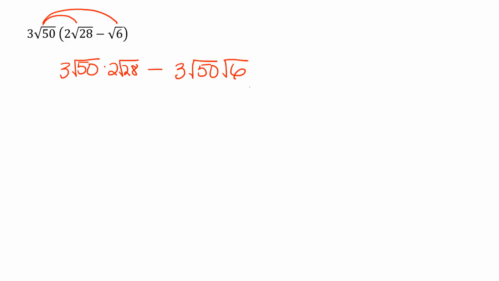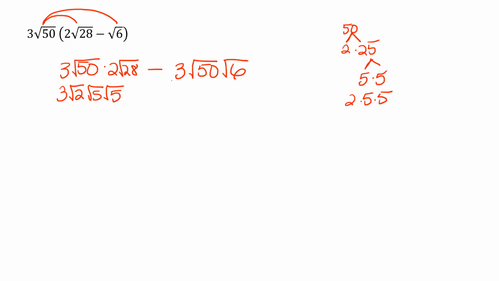Now I'm going to write each radical as a product of primes. So if I'm not sure what those would be, I can take 50 and start breaking it down. 50 is 2 times 25, and 25 can be written as 5 times 5. So those are all primes. 2 times 5 times 5 equals 50. So I'm going to rewrite that radical as the square root of 2 times the square root of 5 times the square root of 5.